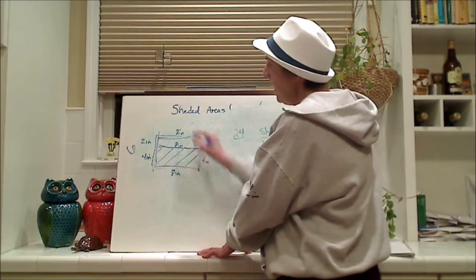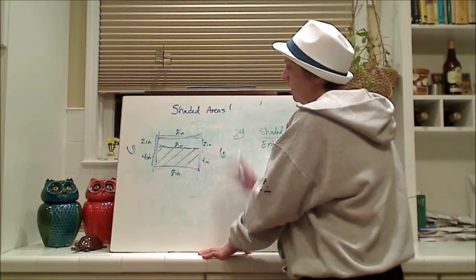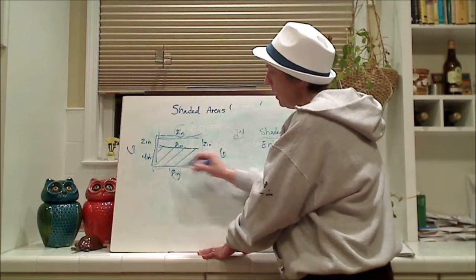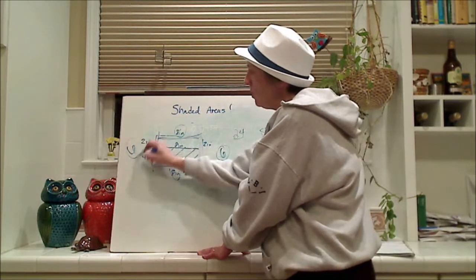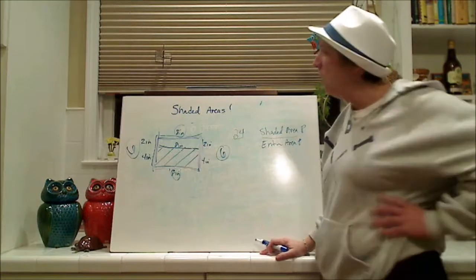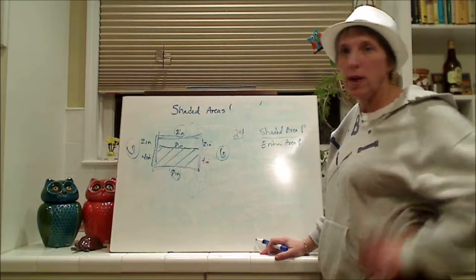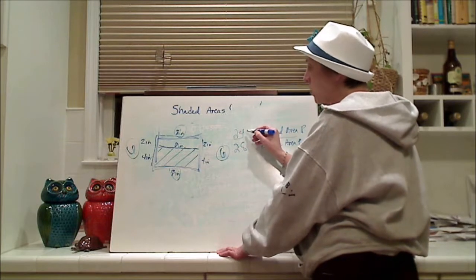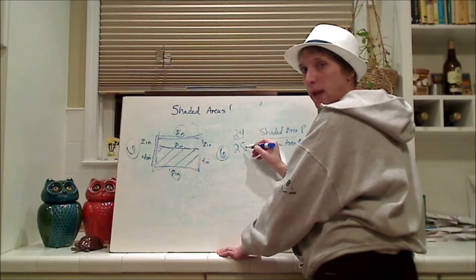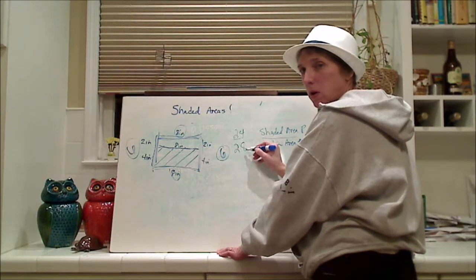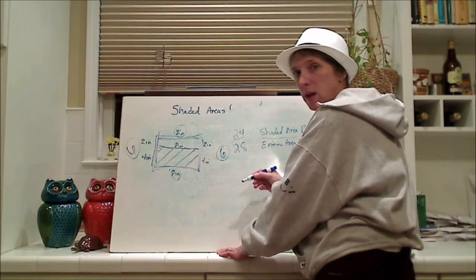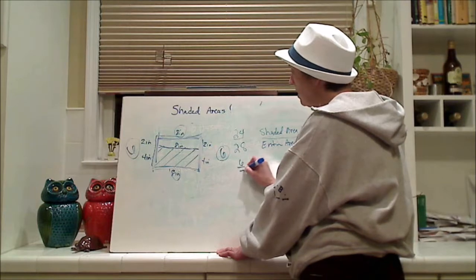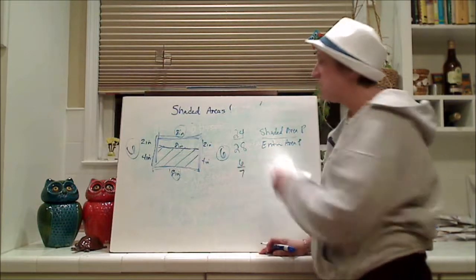So we get 8 plus 8 is 16, and 12, right? 8 plus 8, these two measurements and that. So we get 12 and 8 is 20, and we get 28. So over 28. So the shaded area is 24 to 28. That's the perimeter. We have to simplify that. What goes into both? 4. So we get 6 sevenths. So it's 6 to 7.